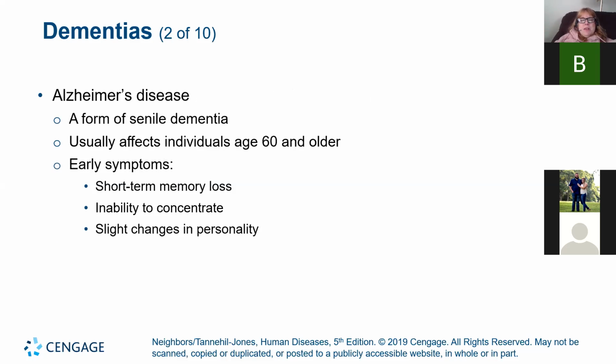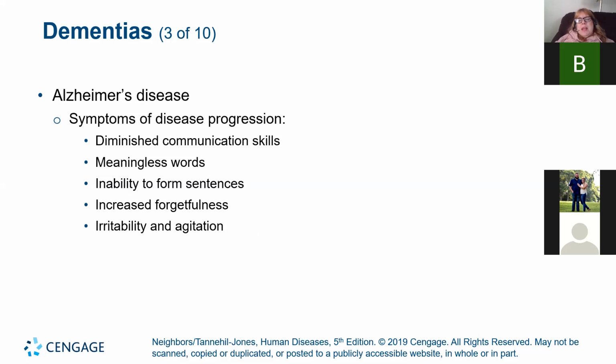All right, so let's talk about Alzheimer's, okay? It's a form of senile dementia. Usually it affects people aged 60 and older, but there are things such as early onset Alzheimer's, okay? But it's not very common. And again, it starts with the short-term memory loss, the inability to concentrate, slight changes in personality, okay? So these are all things we normally experience as we get a little bit older, okay? I know my short-term memory wasn't what it was, but I can still concentrate and I haven't had any personality changes.